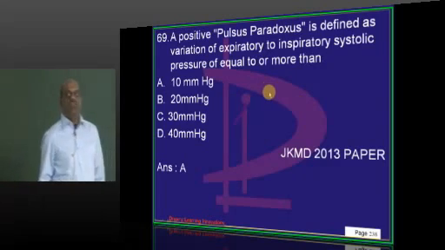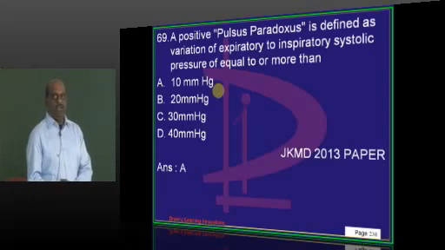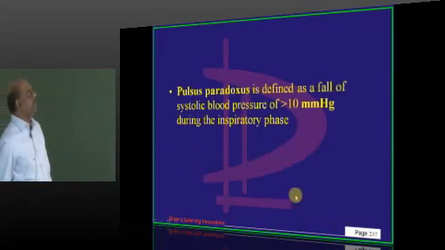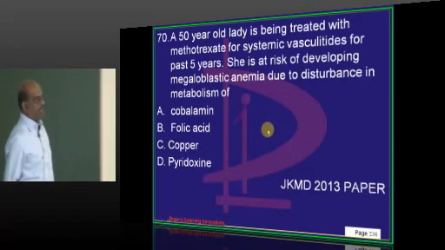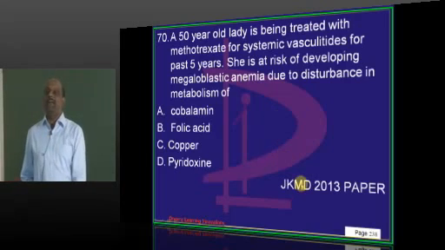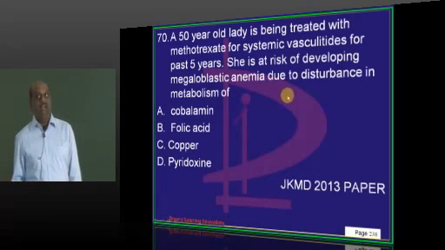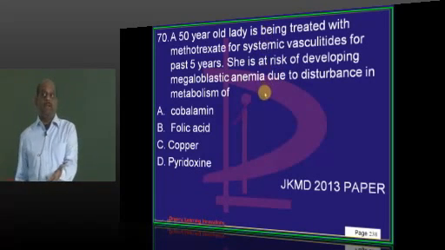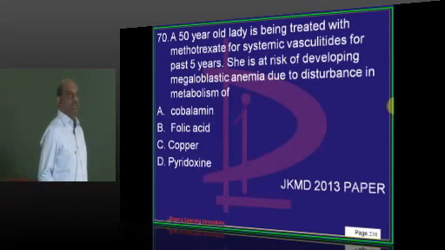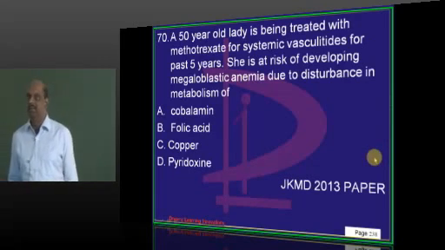Pulsus paradoxus is the fall of the pulse pressure by more than 10 millimeters of mercury during inspiration, which is the important definition. So where do you see reverse pulsus paradoxus? We have already discussed this in the recent mock test discussion. In HOCM, hypertrophic obstructive cardiomyopathy, we see reverse pulsus paradoxus. Why does reverse pulsus paradoxus occur in HOCM? We will discuss it in our general medicine classes which are starting from March 10th. So please do come.